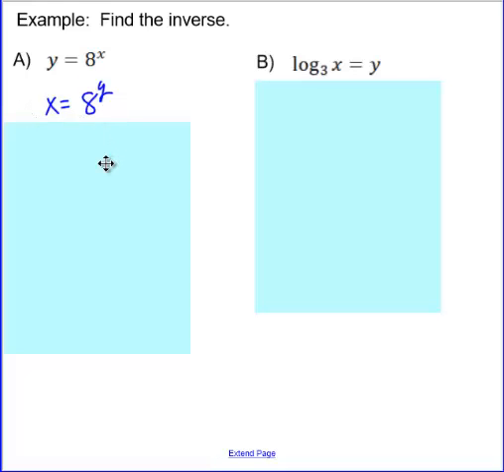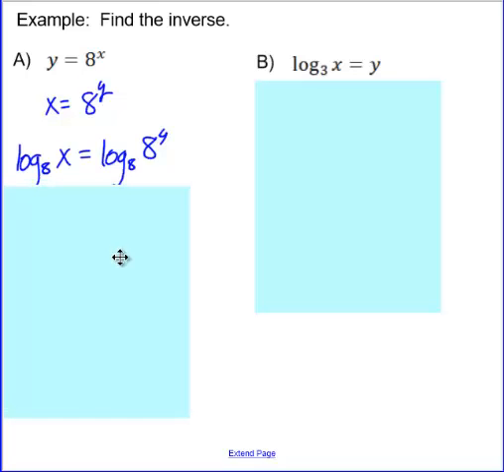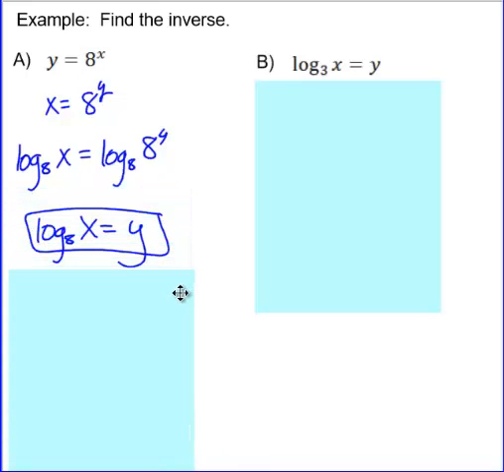So we're going to take the log of both sides using the same base. So it would be log base 8. And then on the right-hand side, if you have log base 8 and the exponential 8 raised to the y power, that gets the y out of the exponent. And then you just leave the left-hand side as is. So our inverse function is y equals log base 8 of x.